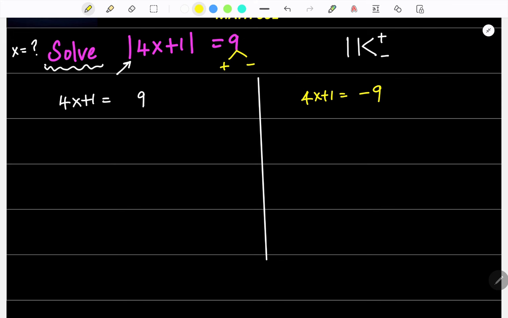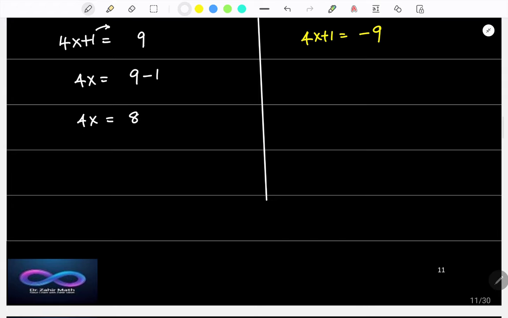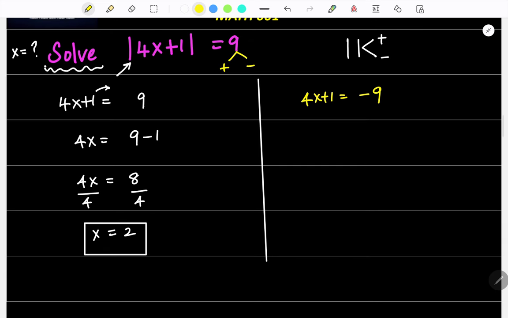Very simple. We are going to find the value of what? X. So therefore 4x is equal to 9, this 1 goes that side, minus 1. So 4x equals 9 minus 1 is 8. Divide by 4, divide by 4. So x is equal to what? 2. Clear? Right. Let's go this side.